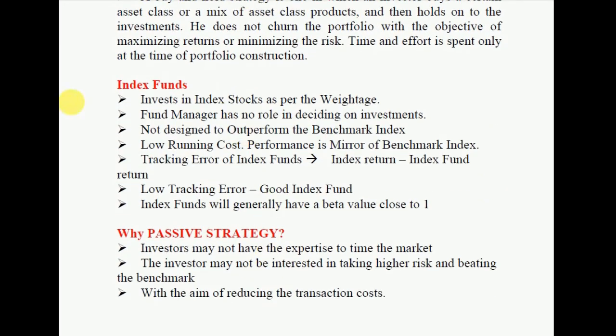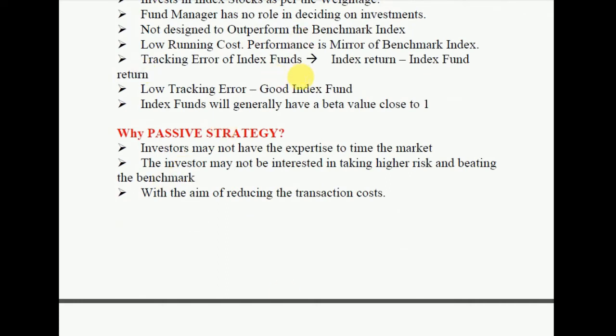Index funds invest in index stocks as per the weightage. The fund manager has no role in deciding on investment, with no aim to outperform the benchmark index. Low running cost; performance is a mirror of the benchmark index. Tracking error of index funds is the index return minus the index fund return. Low tracking error means a good index fund. Index funds will generally have a beta value close to 1.